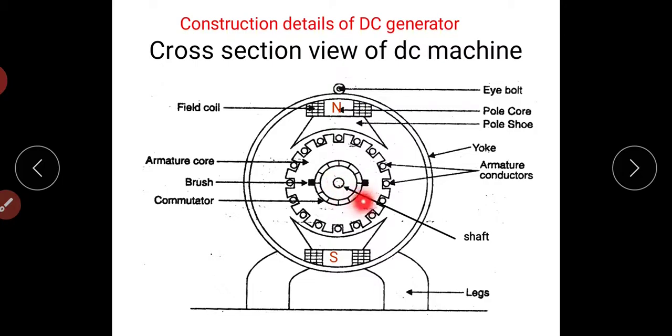Next, the middle part is called the shaft. Next, this circular construction is called the commutator. Next, these black rectangular boxes, one here and another one here, are called brushes. These are the main parts of a DC machine.